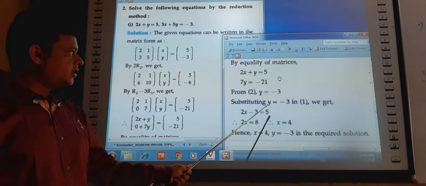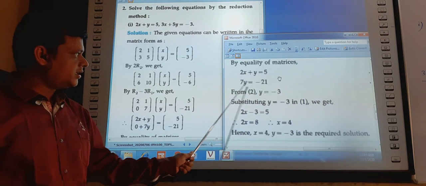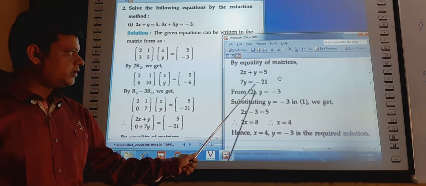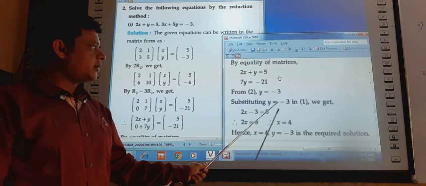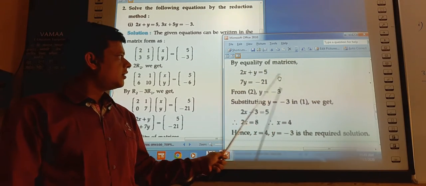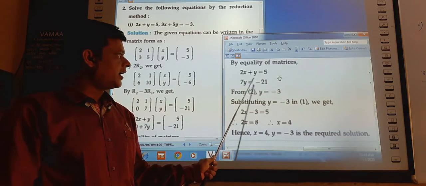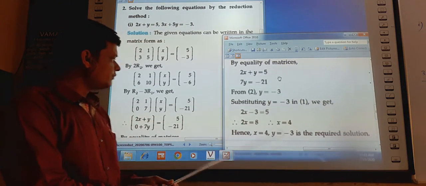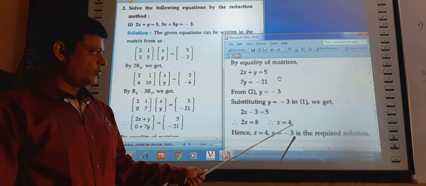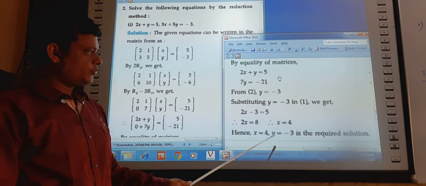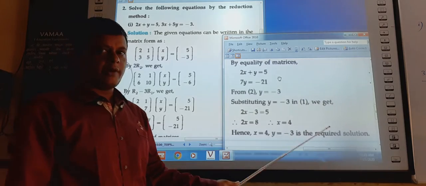Therefore, from 7y equals minus 21, we get y is minus 3. Substituting y equals minus 3 in equation 1, we denote this by equation 1 and this by equation 2. After substituting, we get the value x equals 4. Hence x equals 4, y equals minus 3 is the required solution.